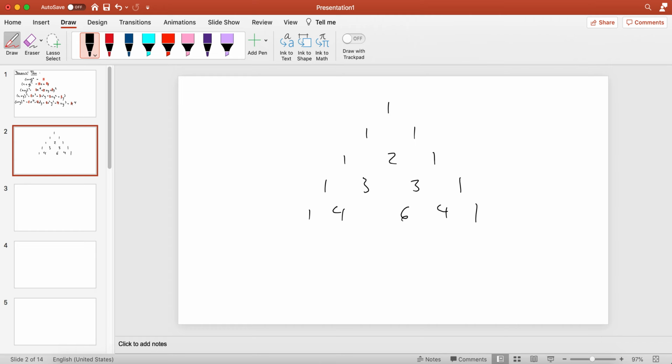I'll give you a minute. You can pause the video and try to figure out what is the next line going to be. Okay, I'll tell you now. On the sides you always have 1s. To get the next element, you just look at the 2 above it. So to get 3, I did 2 plus 1. To get 6 here, I did 3 plus 3. So to get the next element here, I'm going to do 1 plus 4, which is 5.